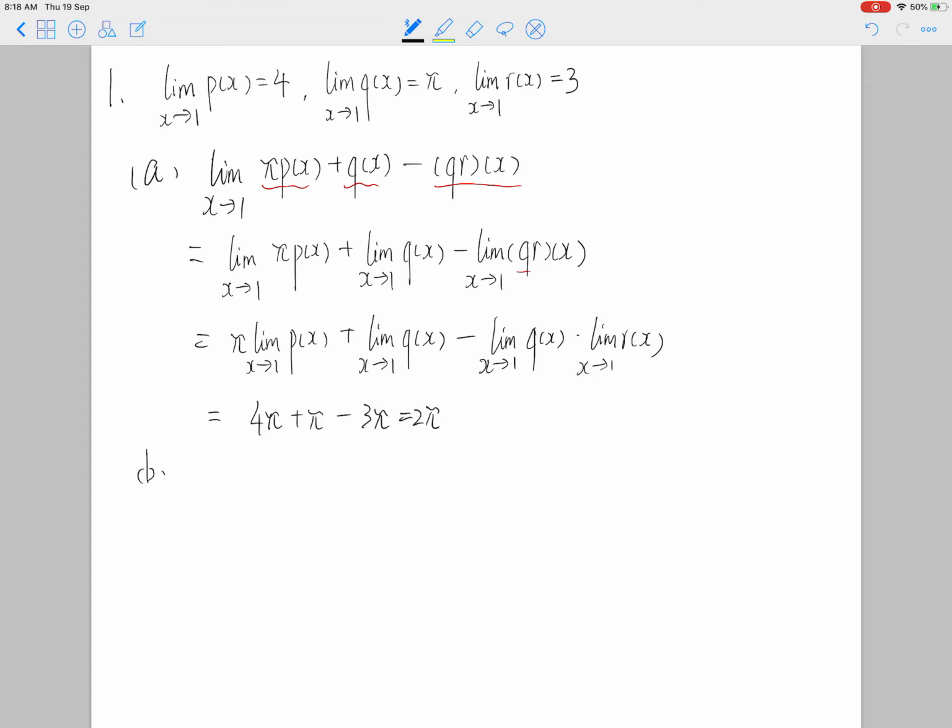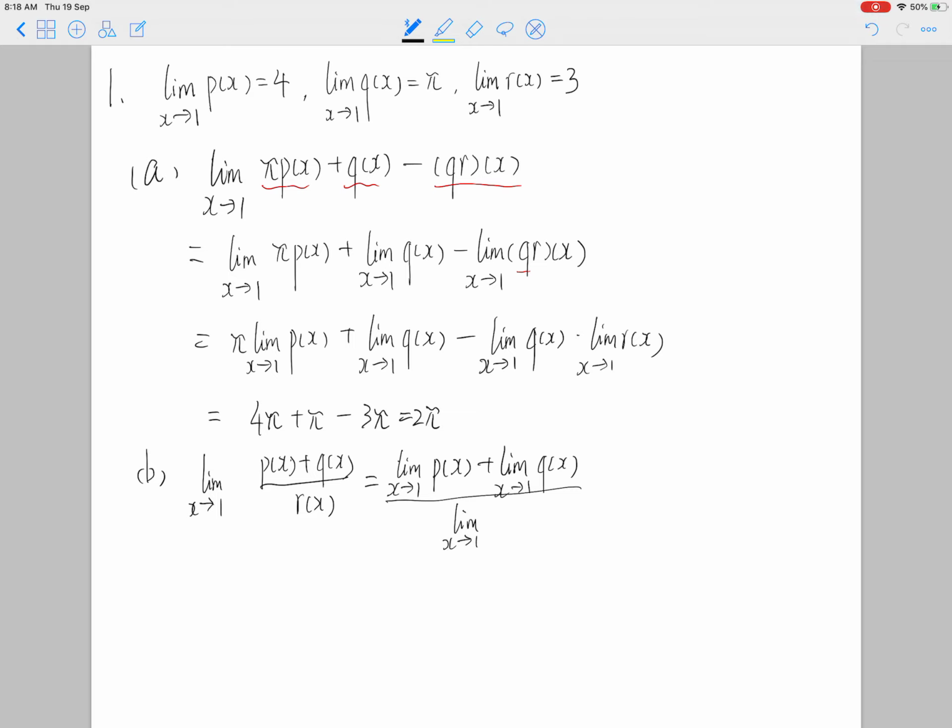Okay, part B, the limit of (p(x) plus q(x)) over r(x). So now for the quotient, because the limit of the denominator is not 0, it is the limit of the numerator over the limit of the denominator. And for the limit of the numerator, you can further split it because both limits exist. So it's the sum of the limits over the limit of r(x).